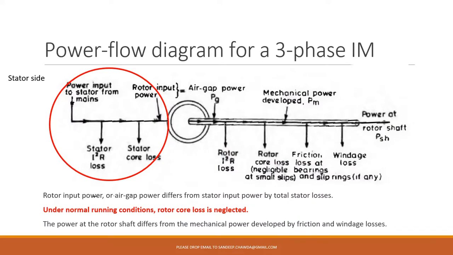Then we talked about the power flow diagram of the three-phase induction motor. It means the stages of power. You are given input power, so what would happen on the stator side, and when the power is transferred to the rotor side, what will be the power and losses there. That was discussed in the previous lecture.